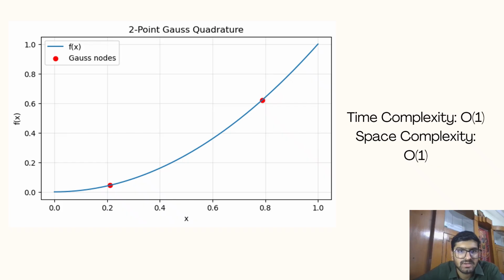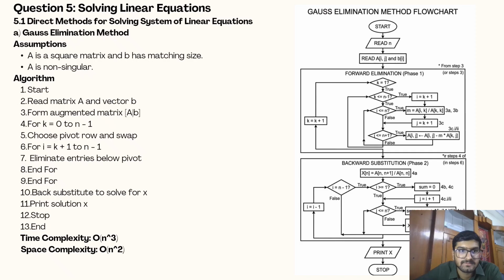Now here is the geometrical interpretation. The graph shows f of x using the blue line, and the Gaussian nodes are represented using the red dots.